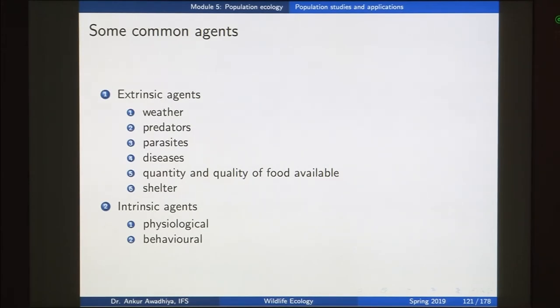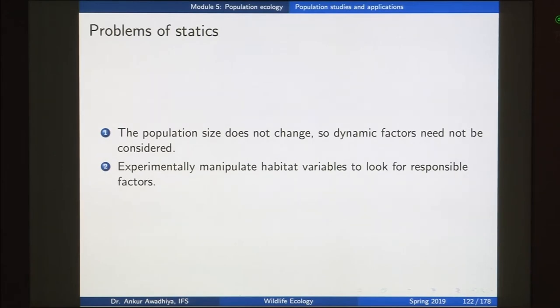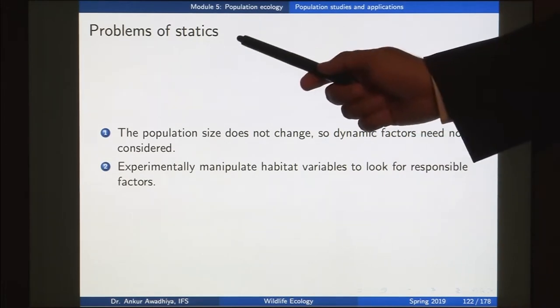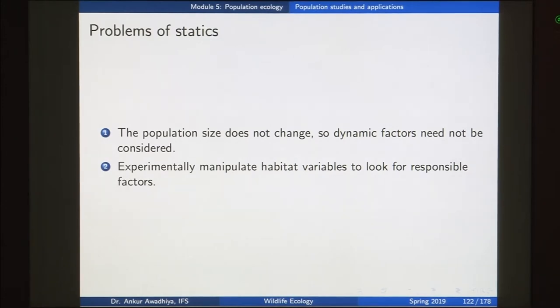Now that is about the dynamic problems. What about the static problems? If your population size is, say, static, the population size is not changing, so dynamic factors need not be considered, and you can ask what habitat variables are responsible for the size of the population? So this is the question that you can ask. So how do you solve this question?